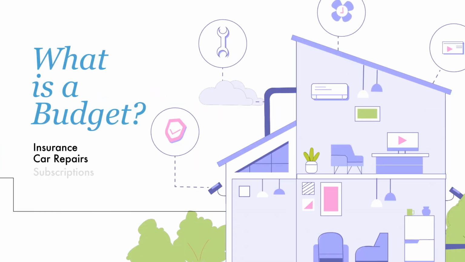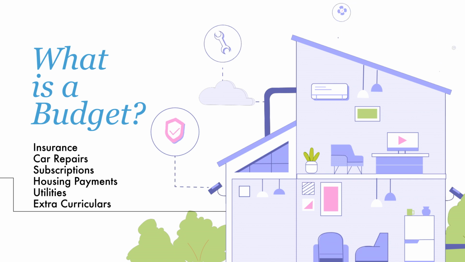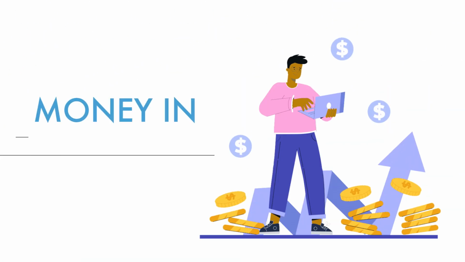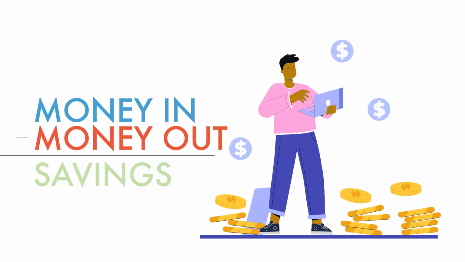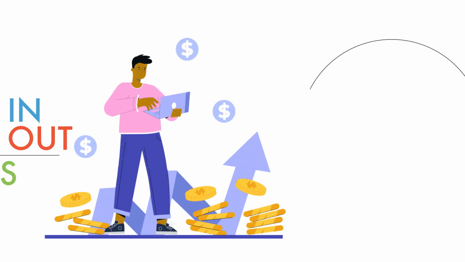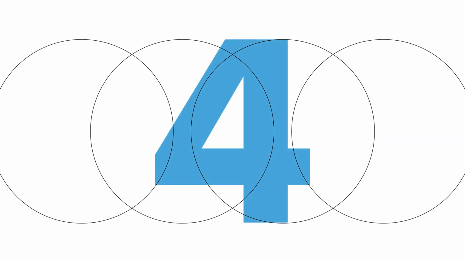A budget is a way to track spending on a month-to-month basis and plan for annual expenses. It's a summary of how much money comes in, which is your income, and how much money goes out, which are your expenses. There are 4 steps you should take when creating a budget. We will go through each step one at a time.